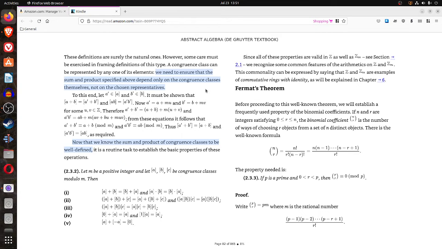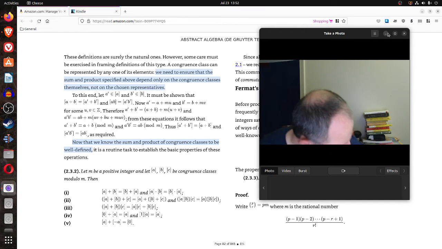We do need to ensure that the sum and product depend only on the congruence classes, not on the chosen representatives, and he does the work in the book here. We know that these are abelian under addition and multiplication. They are associative. We have additive inverses and a distributive property. So actually, let me go over this a little bit more.